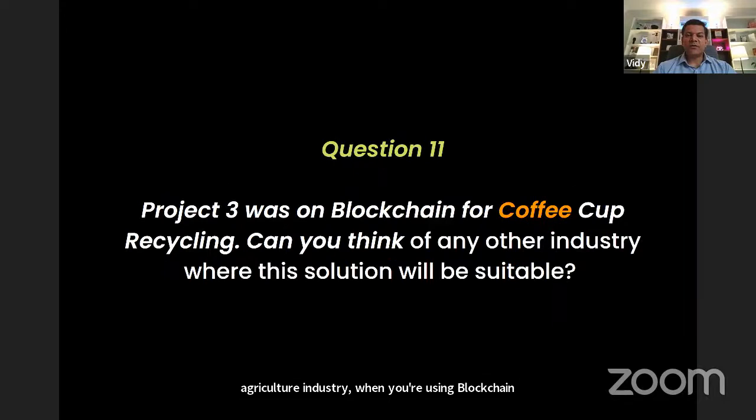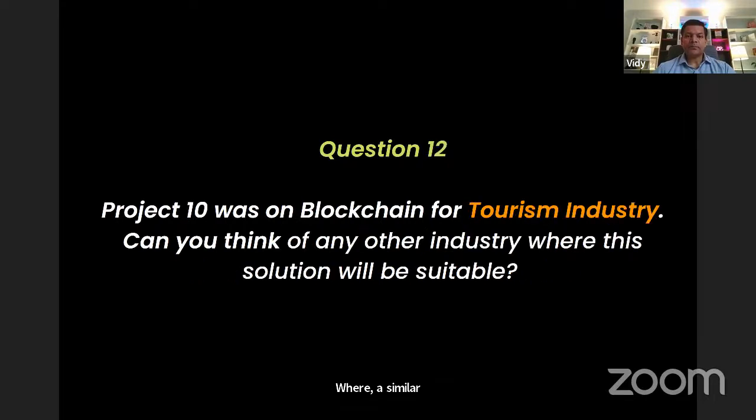Question 11 is for project 3, which was on coffee cup recycling. Can you think of any other industry where a similar solution will be useful? And finally, the last question, question 12, is on project 10, which was on the tourism industry. I want you to see if there are any other use cases of blockchain in the tourism sector.